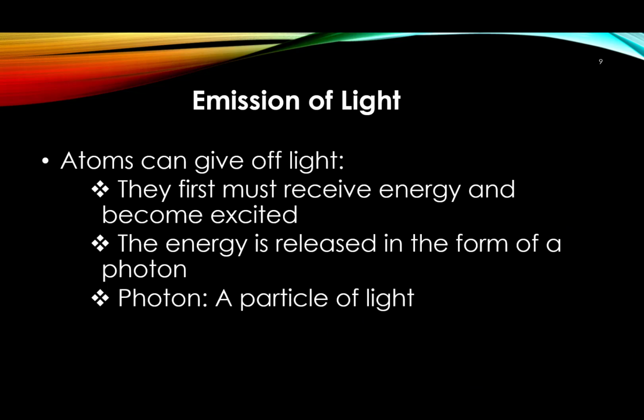Atoms can give off light. How can they give off light? In order for an atom to be able to give off light, it has to gain some energy. Remember, light is a form of energy. It has to gain energy so that it can release the energy. Once it gains the energy, it becomes excited.